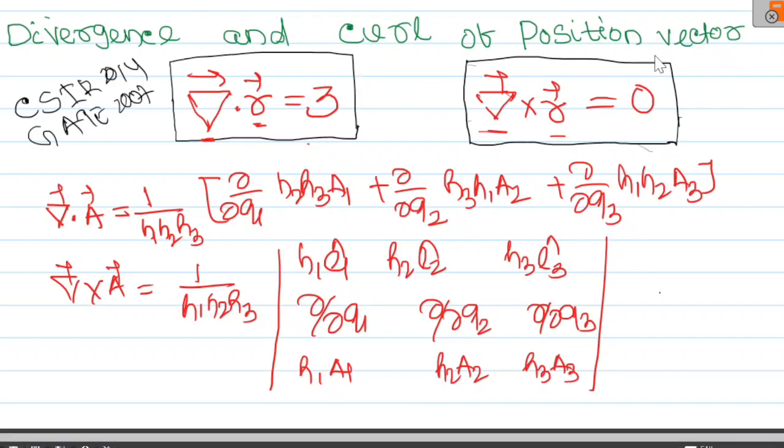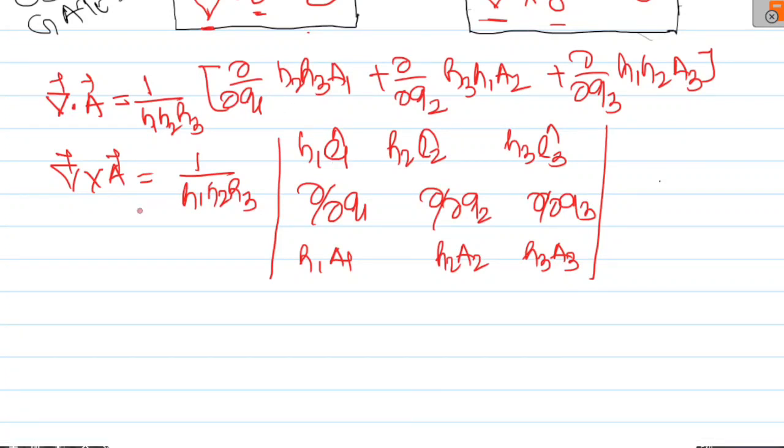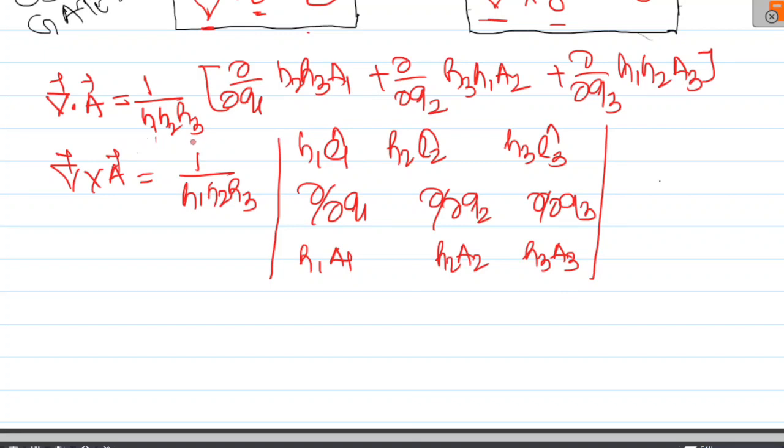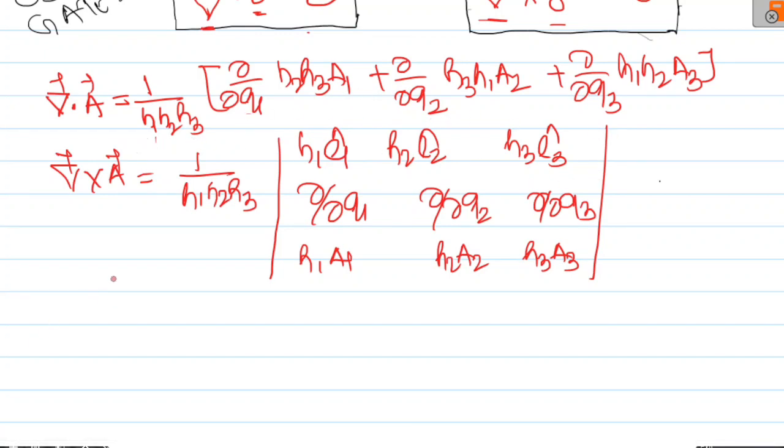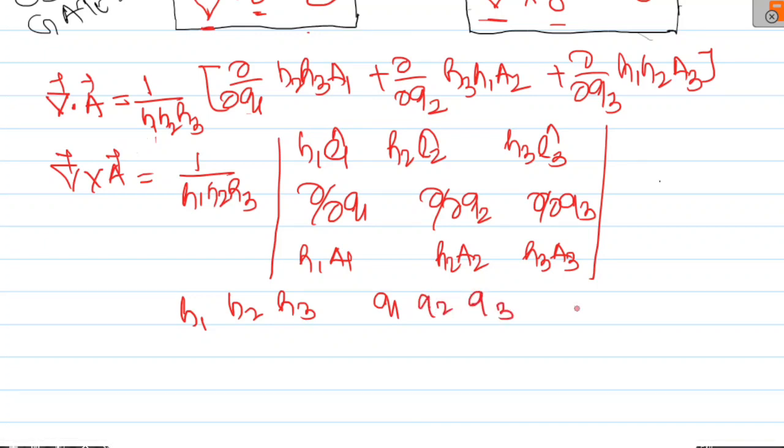Now to write the expressions of divergence and curl in different coordinate systems, we need h1, h2, h3, q1, q2, q3, and e1 cap, e2 cap, e3 cap. So let us write those.